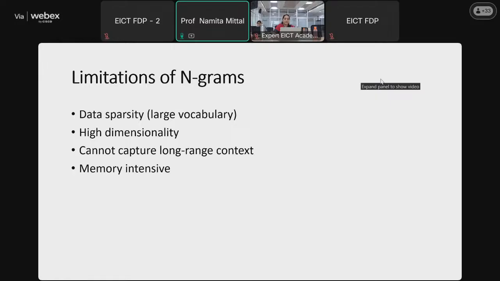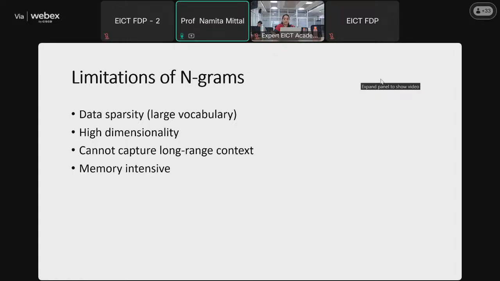A large vocabulary is nothing but dimensionality. And sparsity means we have a large vocabulary, but in many places there are zeros, a sparse matrix kind of thing. It also cannot capture long-range context.